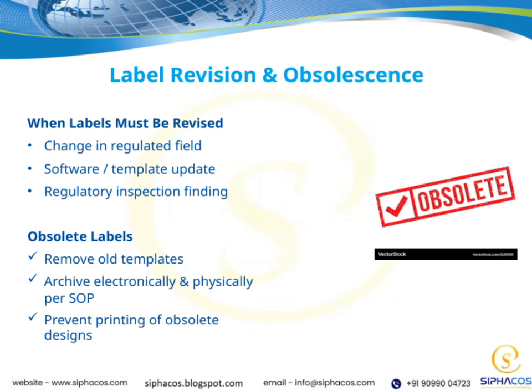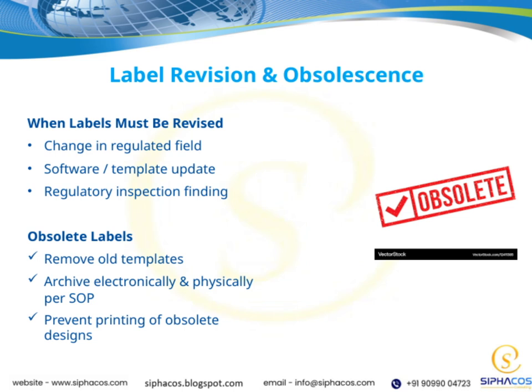Another is when we update our software or templates. Anytime we make improvements or modifications there, the labels must be revised accordingly. Lastly, if a regulatory inspection finds an issue with a label, that's a clear sign we need to revise it to stay compliant.